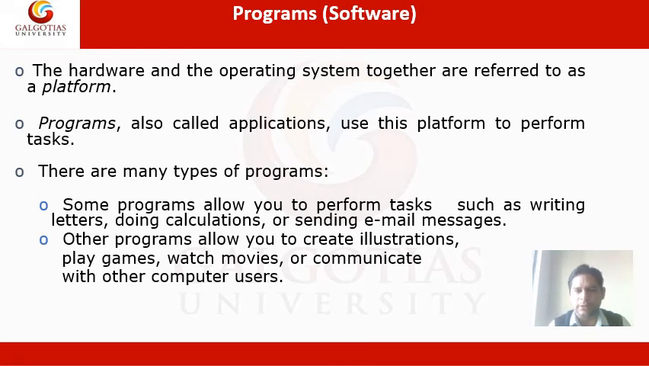Software are of various types. Some programs are like writing letters, which allow you to write letters, do calculations, and send emails. All these come under the software category. For example, I'm using MS Word to write letters, the calculator software to perform calculations, or the email software available on my computer system. So these are all programs, called software.